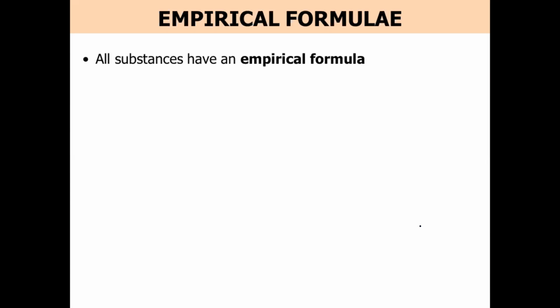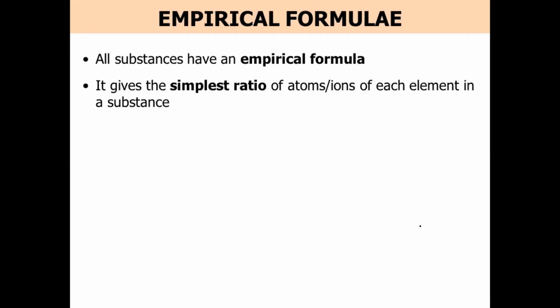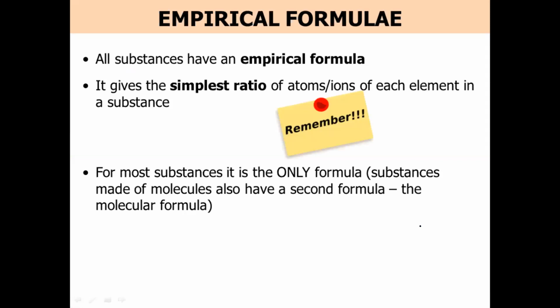So all substances have an empirical formula, and the definition to memorize is: empirical formula is the simplest ratio of atoms or ions of each element in a substance. And for most substances, it is the only formula. The substances that are made of molecules often have a molecular formula, but everything that is not simple molecular, empirical formula is the only formula. Molecular formula is only for simple molecular substances.